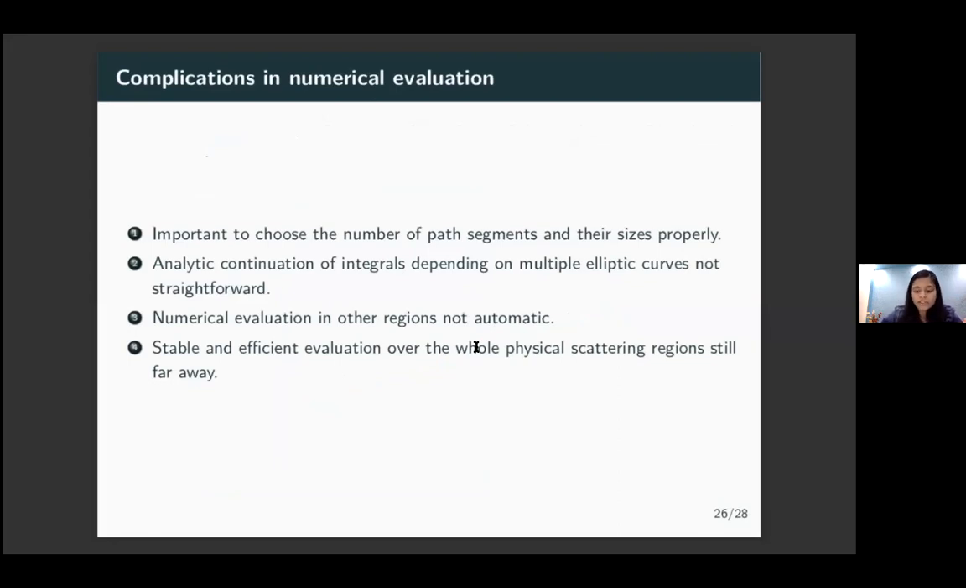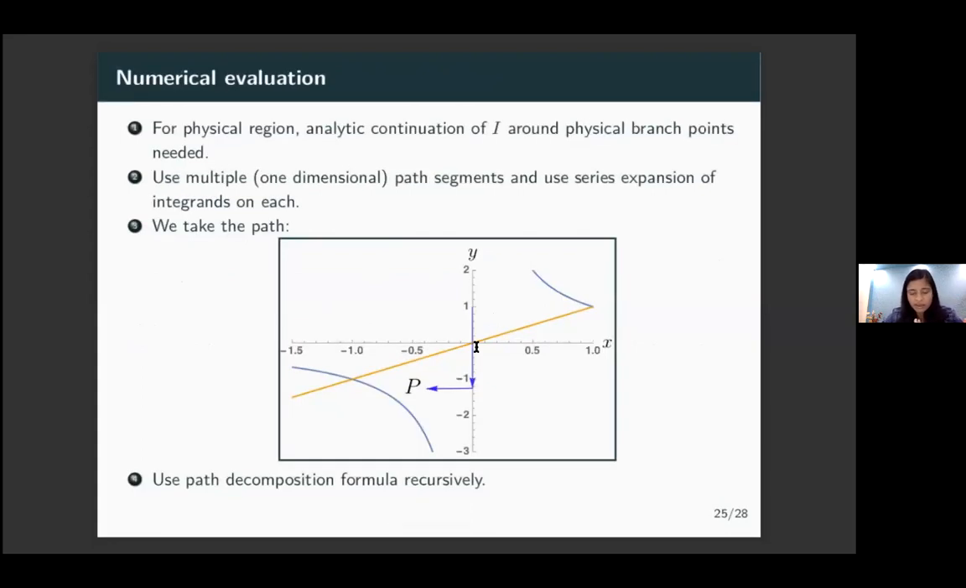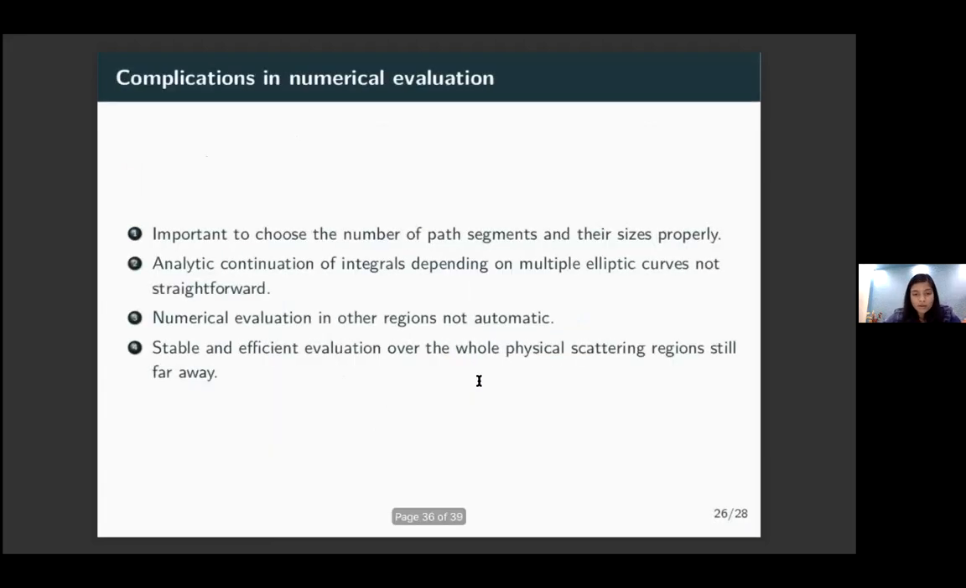we just studied the continuation in the numerical evaluation in the Euclidean region and the physical region, but the generalization to all of the phase space points is still not there. It's still not done, basically. So in other words, a stable and efficient evaluation over the whole physical scattering region is still far away. Nevertheless, this was the first time these evaluations were done, and just studying the continuation of these elliptic curves is a highly non-trivial task, and this is something which we still have to work on.